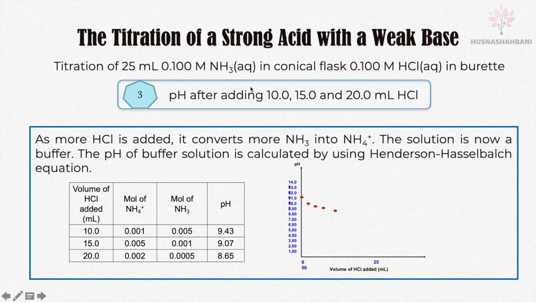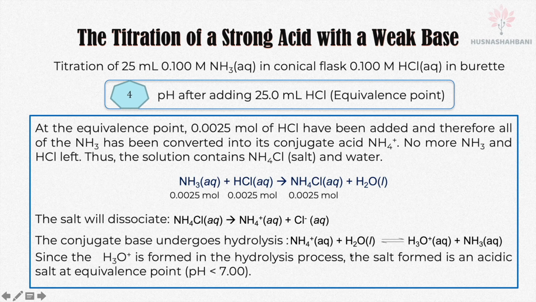Next, after adding 10, 15, and 20 ml, you calculate the same way that we calculated after adding 5 ml in the previous slide. You get the number of mole, and then you can get the concentration, and you can calculate the pH and then plot the points using the Henderson-Hasselbalch equation to get this pH: pOH equals pKb plus log the salt over weak base.